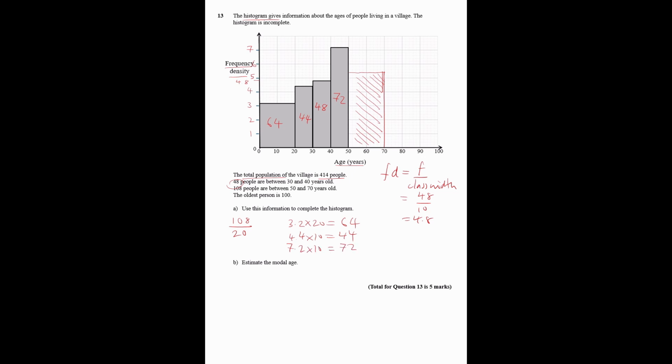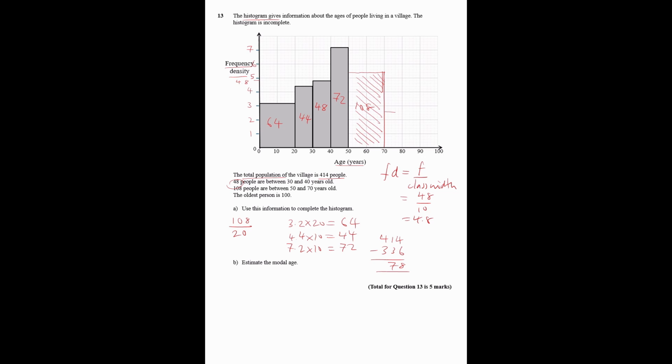I'm going to get the total of all of these people. 108 were between here. That's 108. Add all of these up. So 108 plus 72 plus 48 plus 44 plus 64 is 336. 414 minus 336 is 78. So it's 78 in the last, and the class width is 30, so divide by 30. So that is 2.6.